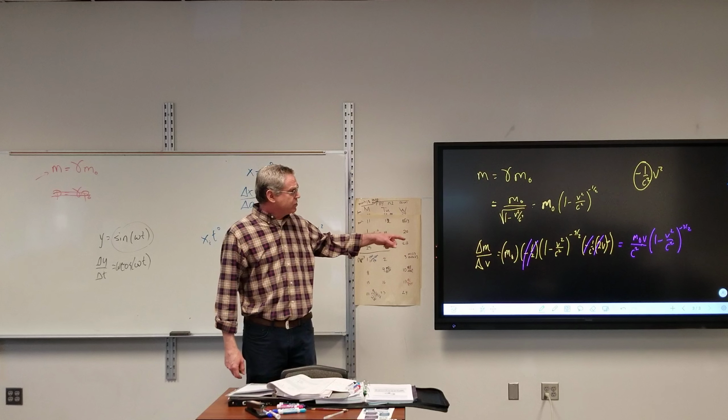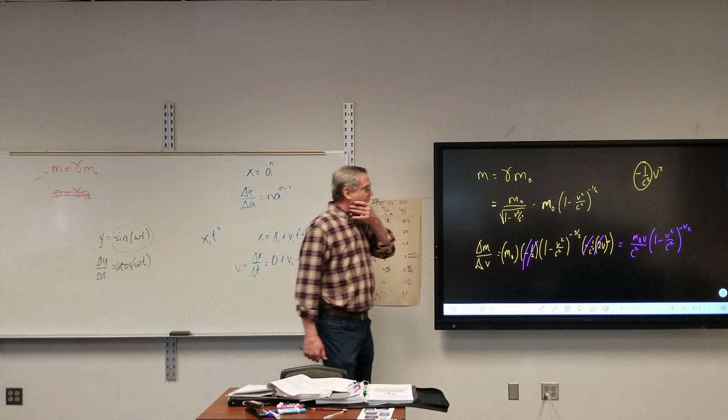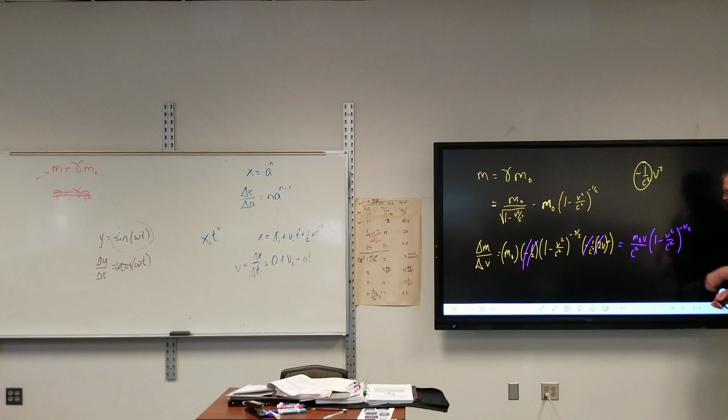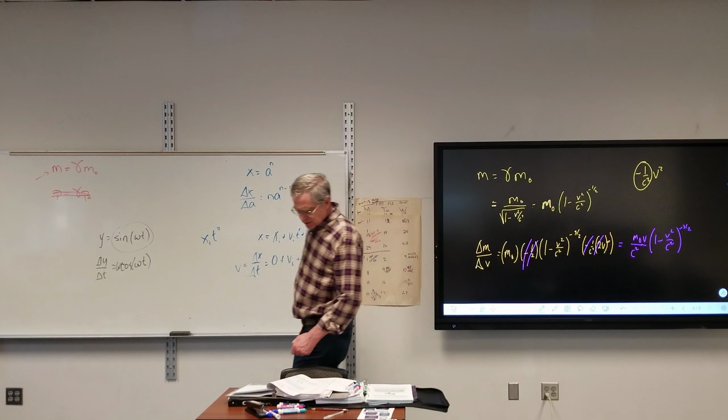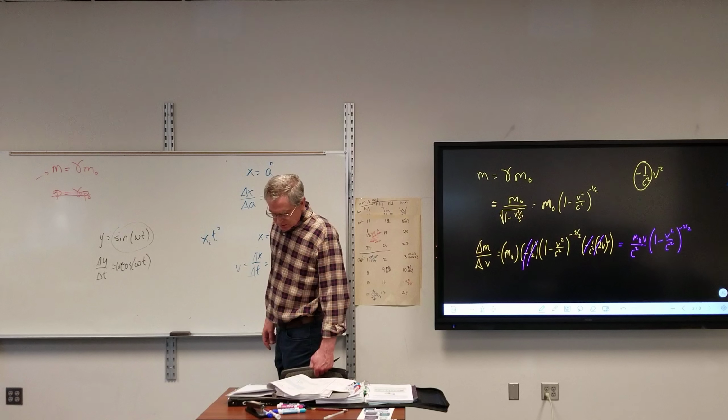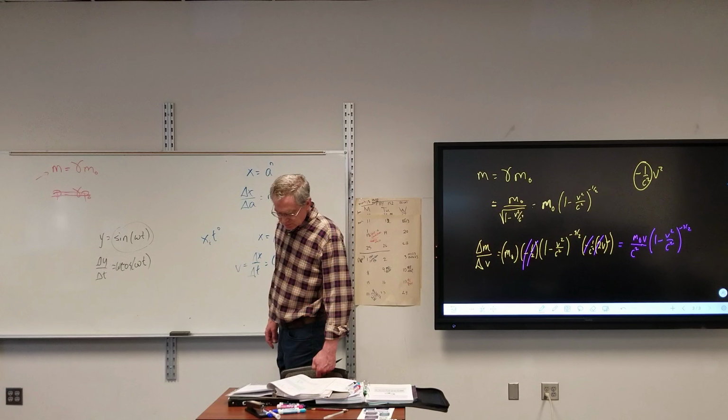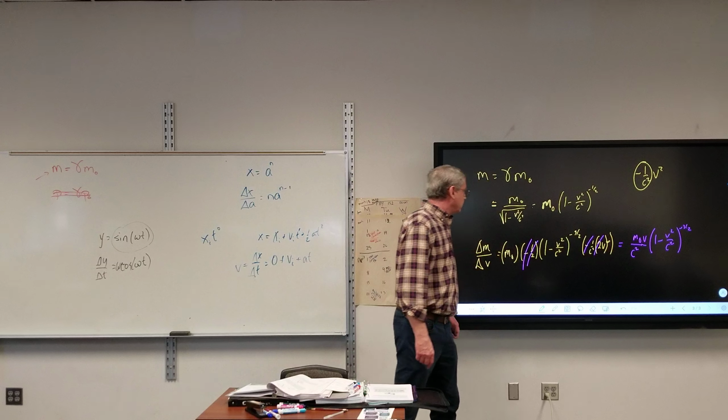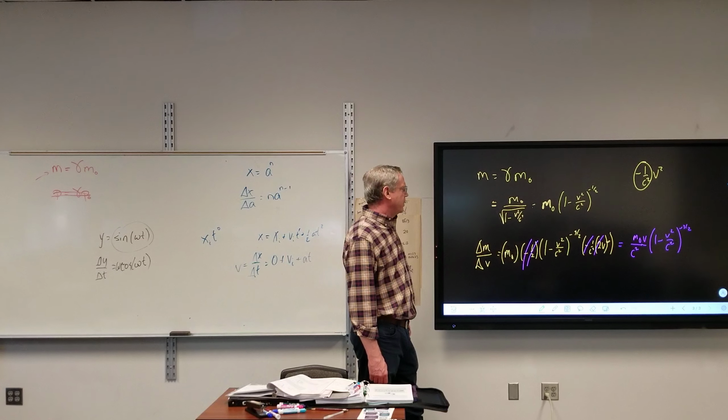So the rate at which the mass changes depends on how fast you're going to begin with. As v gets closer to the speed of light, this term gets closer to 0. Something doesn't seem right. That is to the negative 1/2, negative 3/2. No, that's right. I'll just run with it as is.